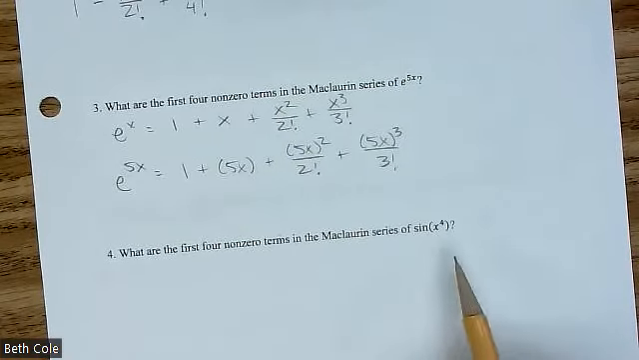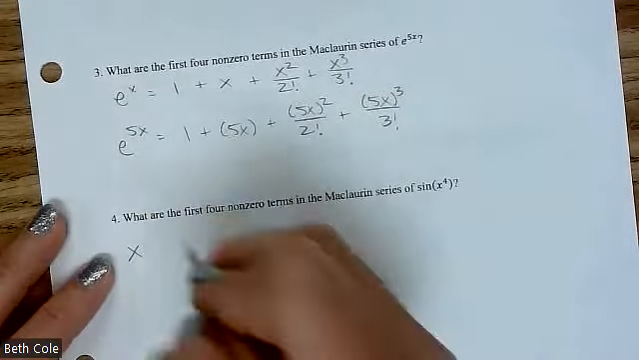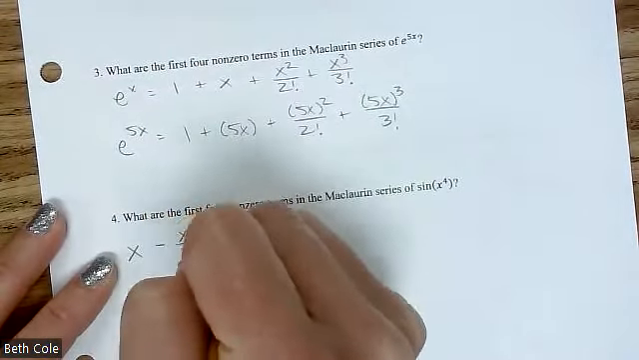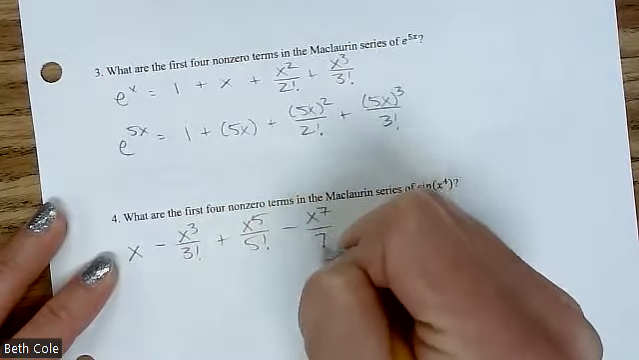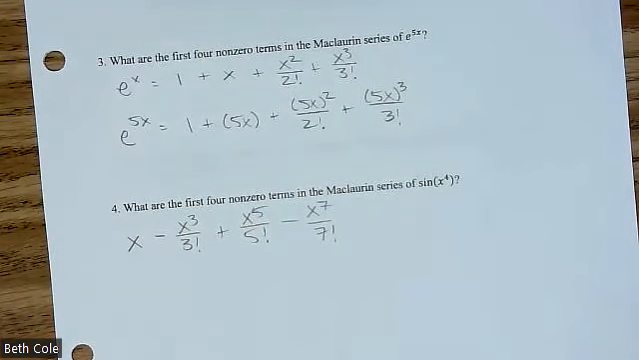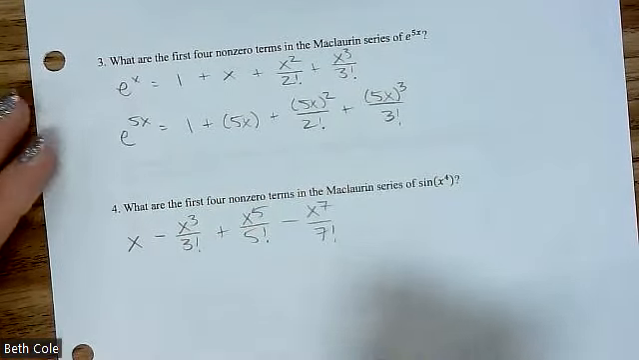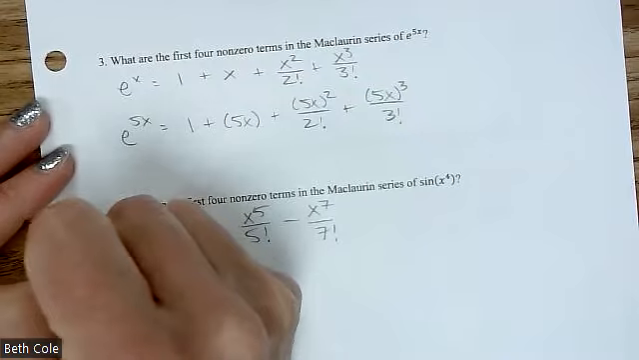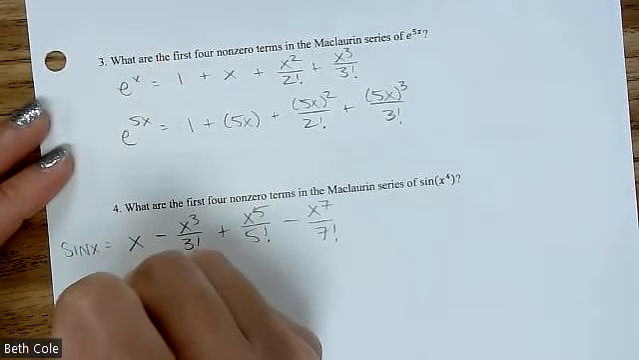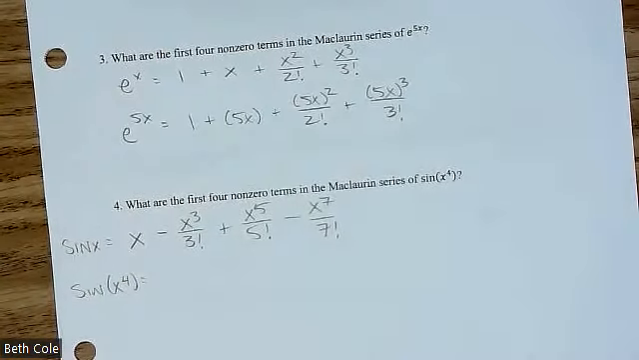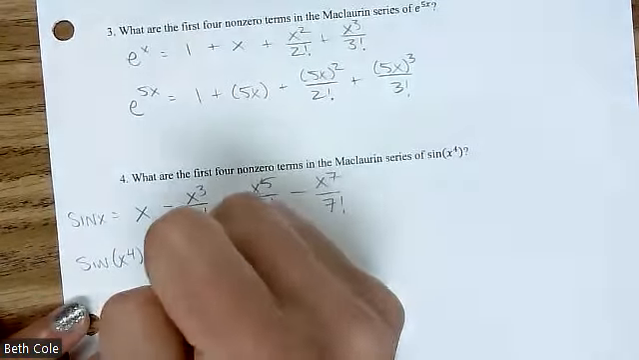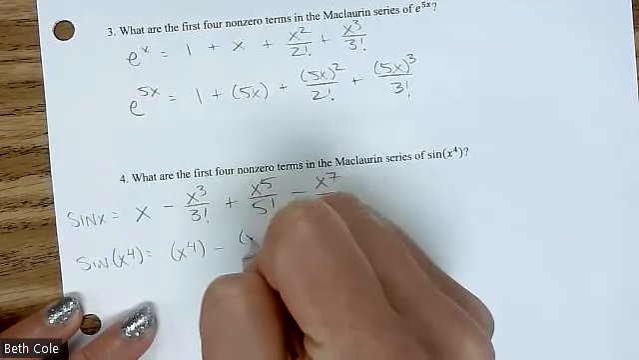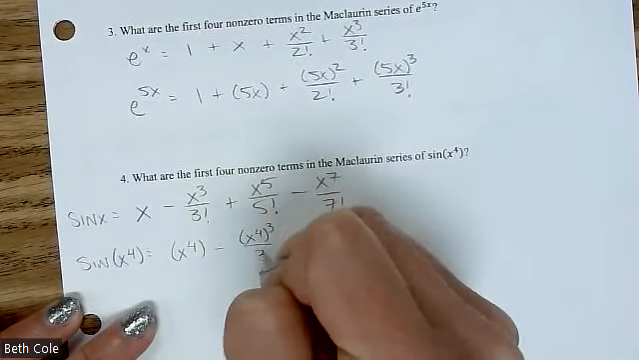All right, and then sine alternates, and it's all the odd ones. So it starts with x to the 1st, and then it's minus x to the 3rd over 3 factorial, plus x to the 5th over 5 factorial, minus x to the 7th over 7 factorial. Oh, so that's sine of x. I should have written that out front. And then everywhere that there's an x, we're going to replace it with x to the 4th. Again, just everywhere there's an x, replace it with x to the 4th. You don't have to simplify them down unless you want to.